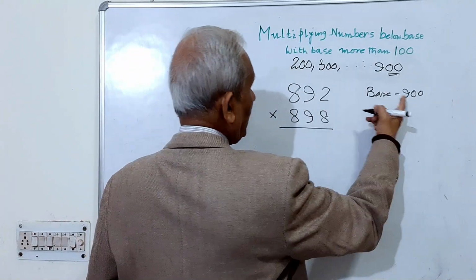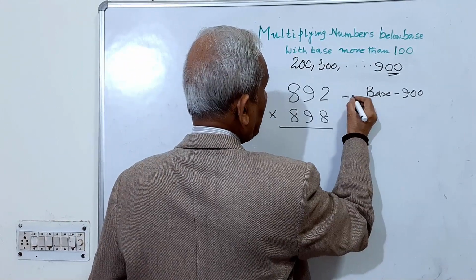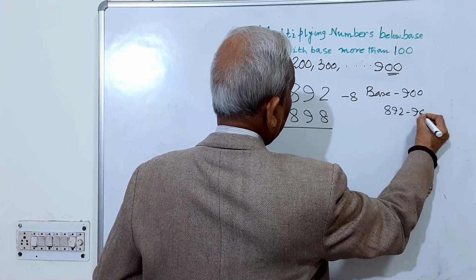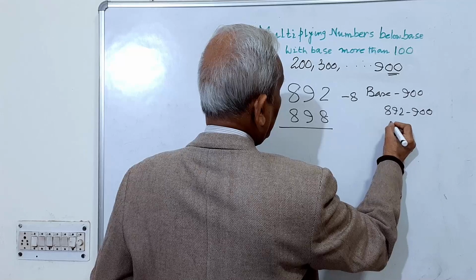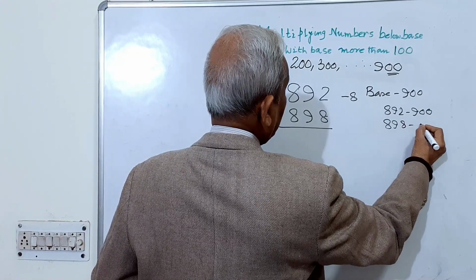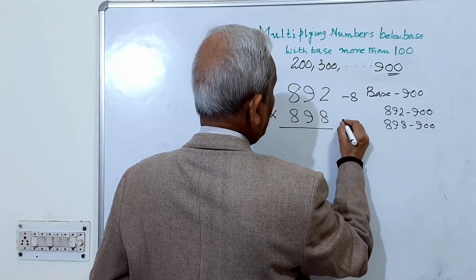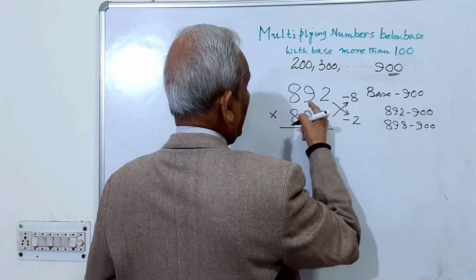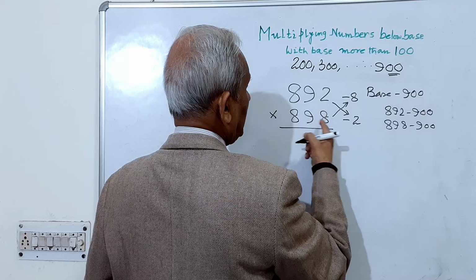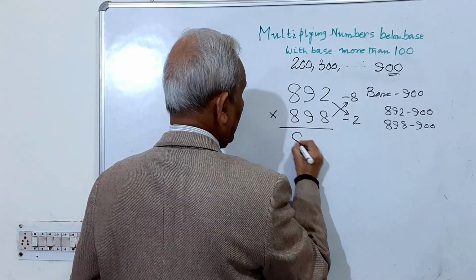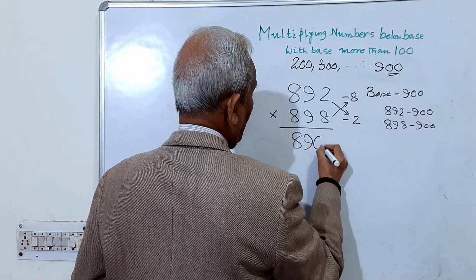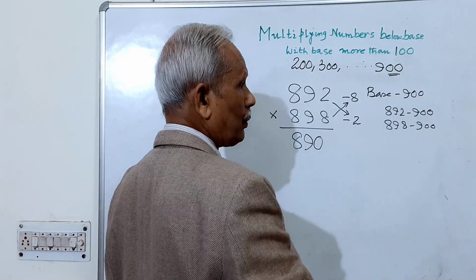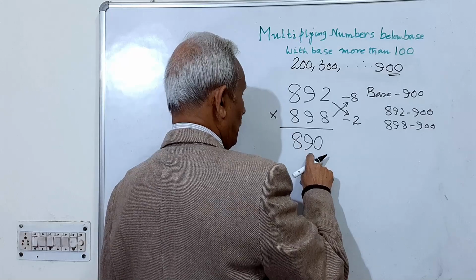So 892 minus 900, how much? Minus 8. 898 minus 900 is how much? Minus 2. Now cross subtraction, you get 892 minus 2 is 890, and 898 minus 8 is also 890, so write here 890. It will always become the same, so you need not check both. One is enough.